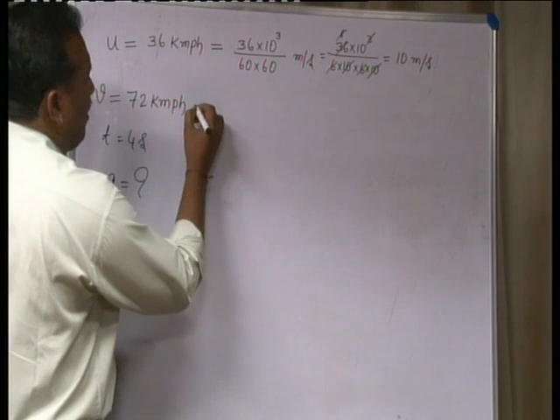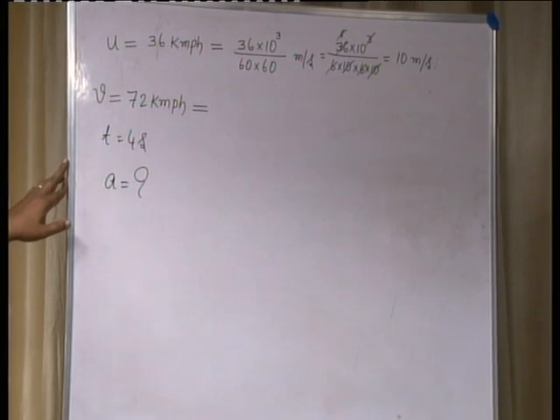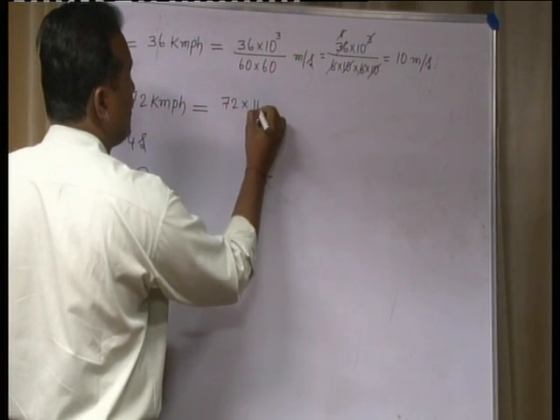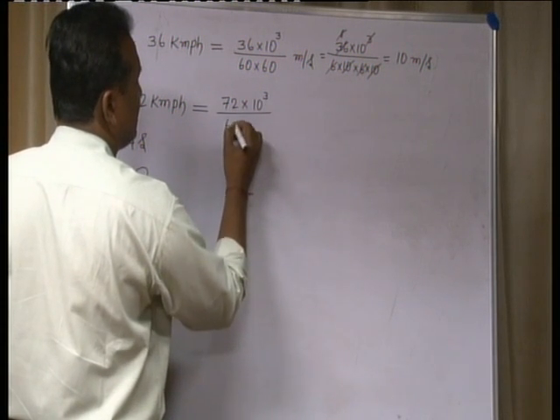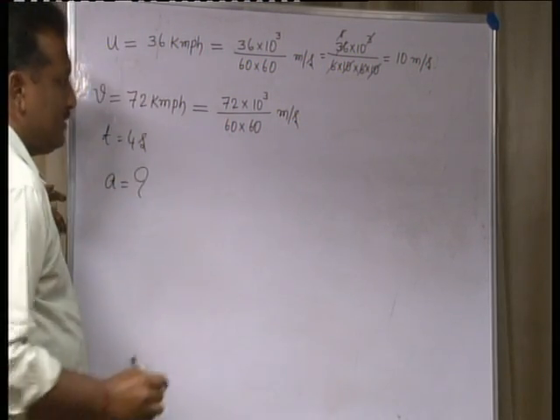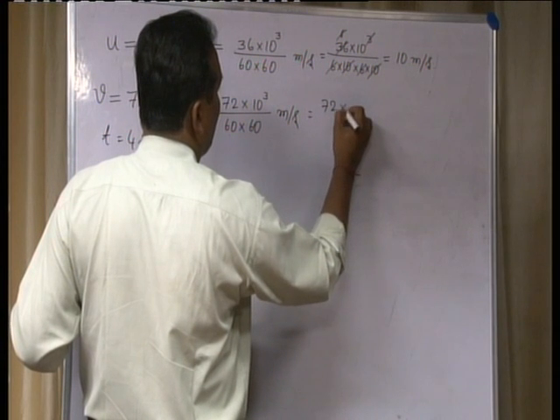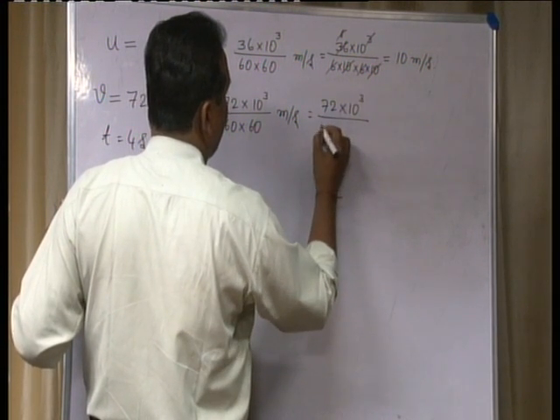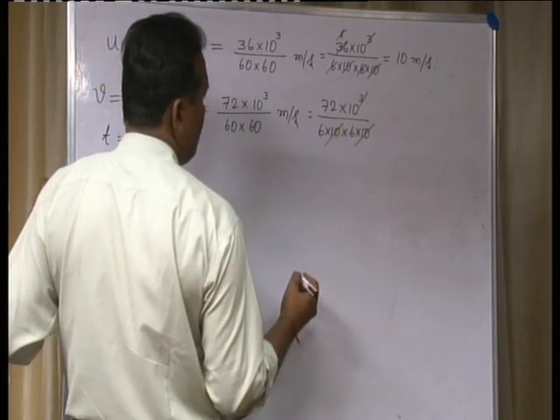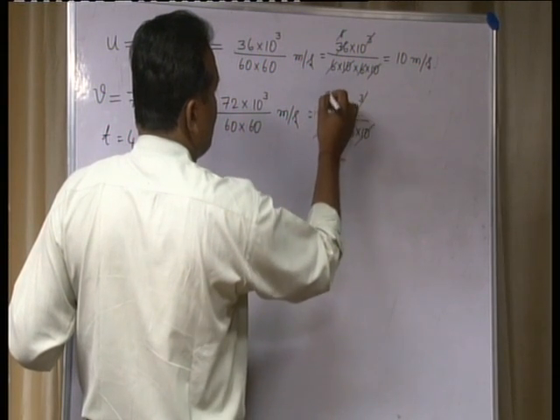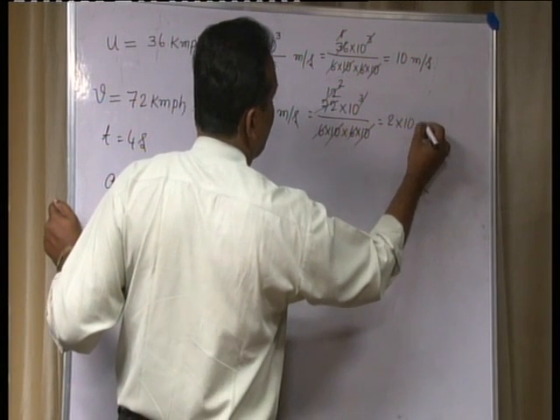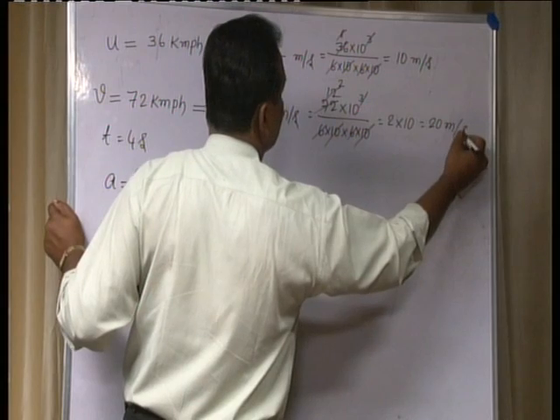The same convention should be followed to convert the final velocity into meter per second. It is 72, kilo means 10 power 3, hour means 60 minutes, and 1 minute is 60 seconds. Now it is in terms of meter per second. This is 72 into 10 power 3 divided by 6 into 10. The 10s cancel with the 10 power 3, leaving 10. 6 twos are 12, so this is 2 into 10, which is 20 meter per second.